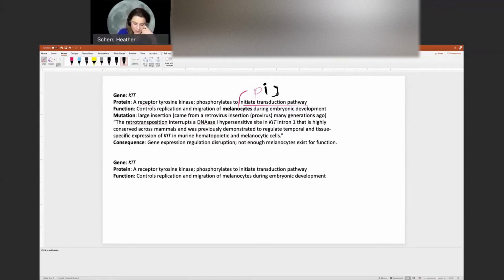Pigment cells. There's a mutation. It's a large insertion. So this is a different type of mutation, not a missense, but a large insertion, probably from a virus a long time ago. And what that means is that it has a disruption in gene regulation. And remember, it doesn't have to be in the gene itself, but this is gene regulation expression. And so you don't get melanocytes during development. So basically, there's not enough melanocytes for the melanocyte function. So that's one version, that's a mutant version of the gene. And then we have the other version of the gene, which does its normal job.